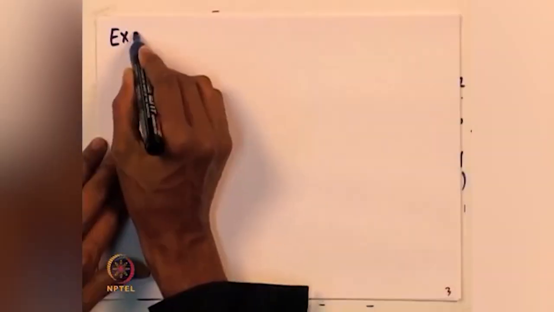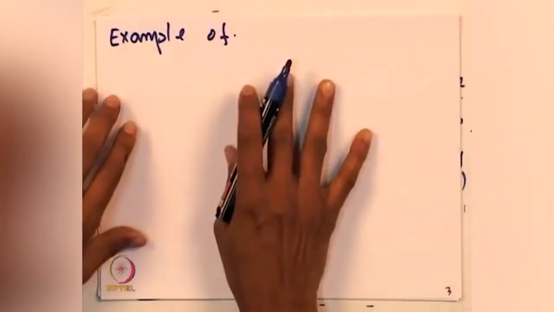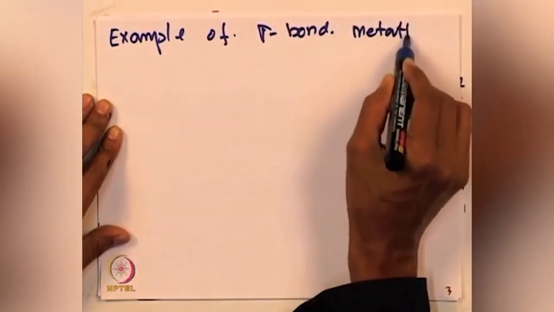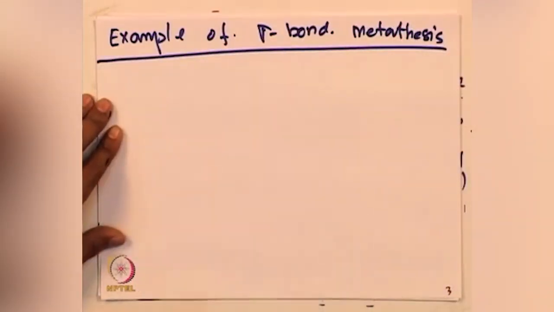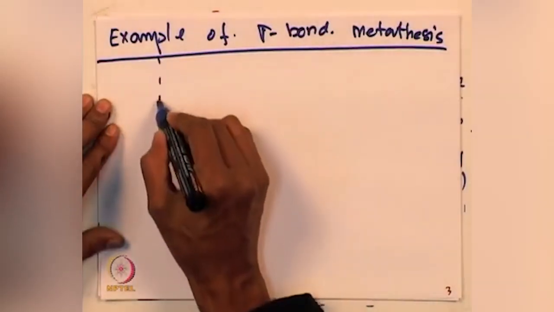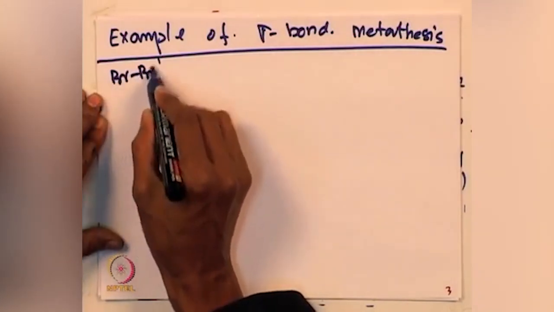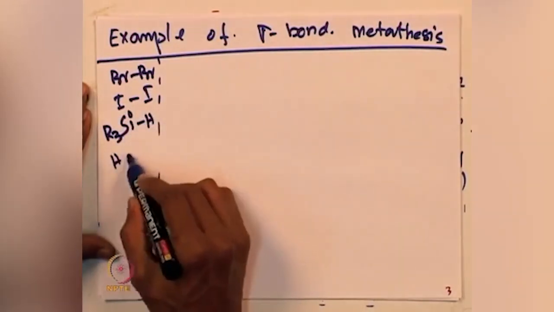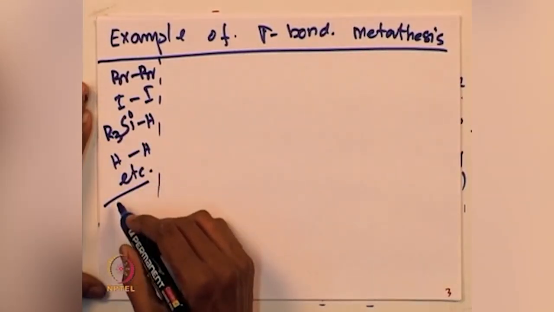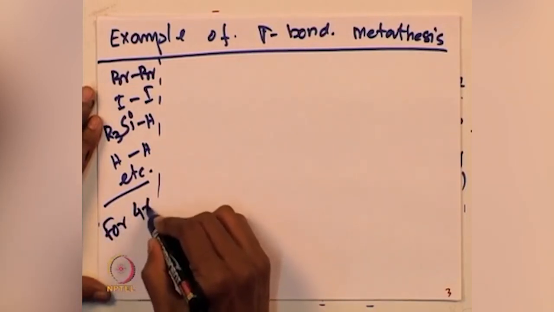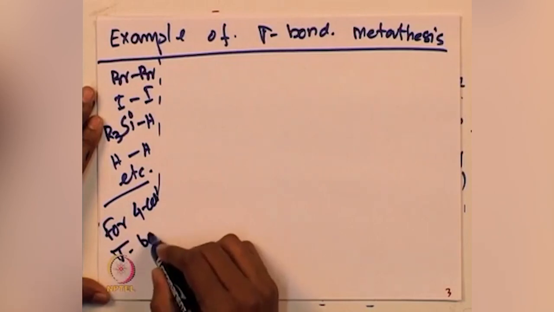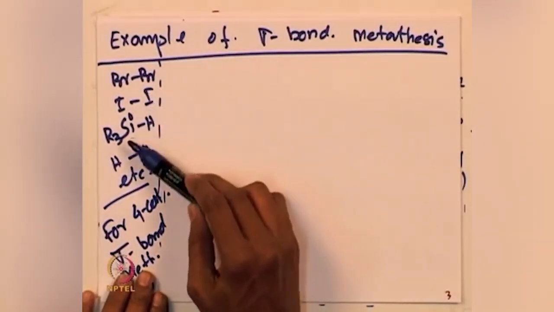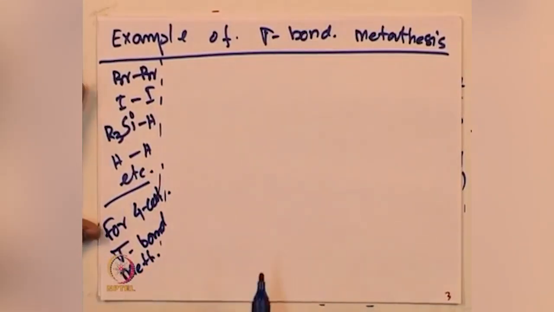Now, an example of sigma bond metathesis. Of course, we can have a number of XY groups, such as bromine, and bonds which can undergo sigma bond metathesis, and a series of things we can have. This is for four-centered sigma bond metathesis. As you can see, bromine, iodine, silyl hydride, hydrogen, etc. can undergo sigma bond metathesis.